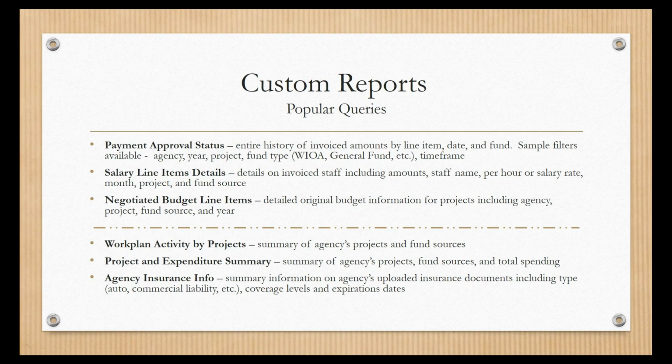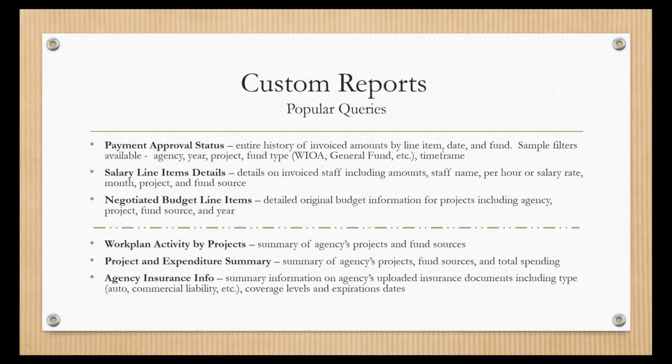Salary line item details query is another one that you may find helpful. So that will give you detail on invoice staff, including the amounts, the staff name, per hour, salary rate, month, project, etc. So essentially everything that you put in as an agency about your salary details, you can pull back out of the system with this query. Negotiated budget line items, also another helpful query. So that will give you your detailed original budget information in Excel format.